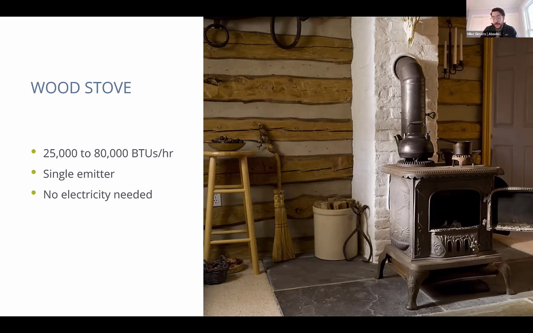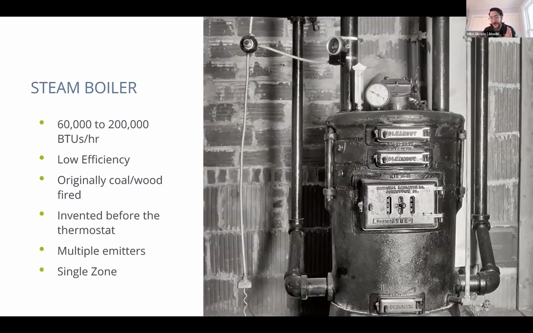And same thing with a ductless unit. It's a perfectly acceptable way to heat for some people. But it is important to know that there's a reason why people invented what comes after that, which is, say, a central heating system. So the first type of central heating system that we're going to talk about is a steam boiler.